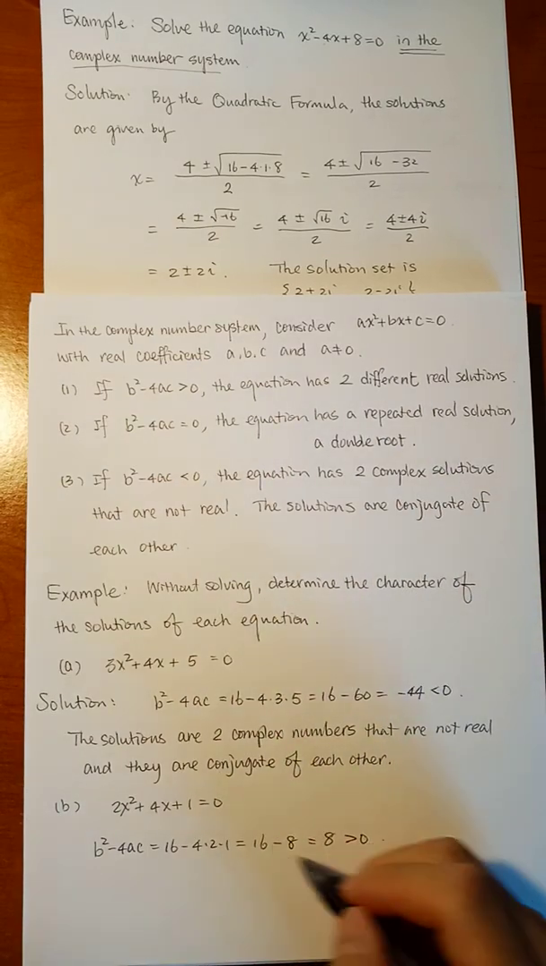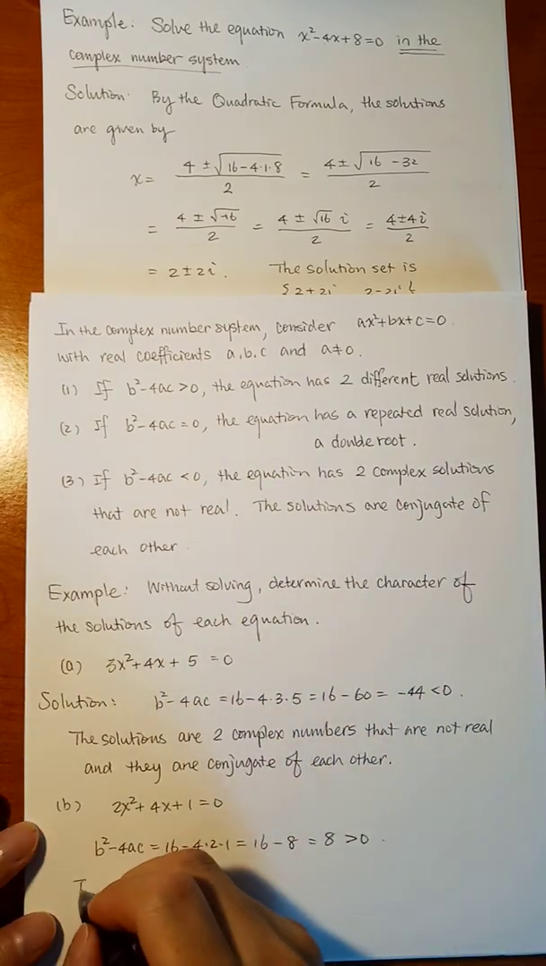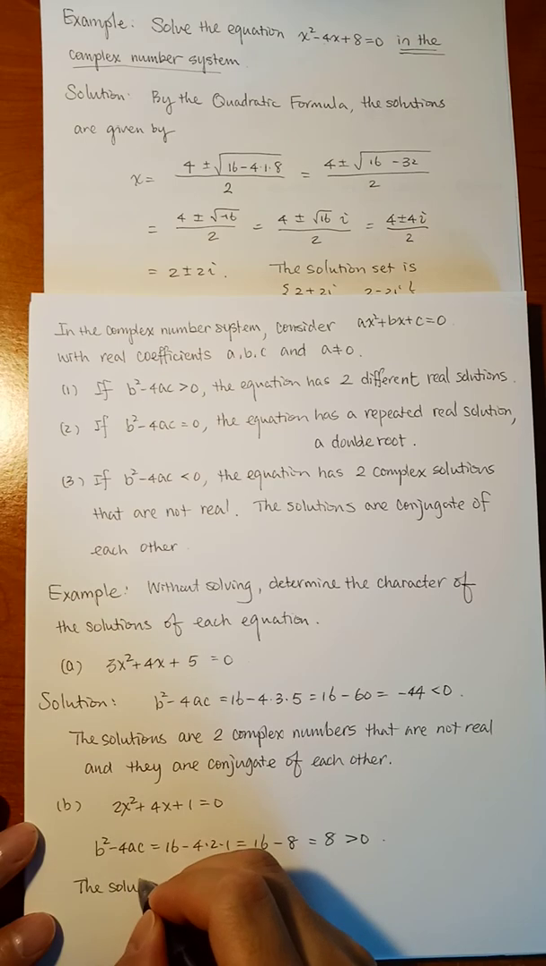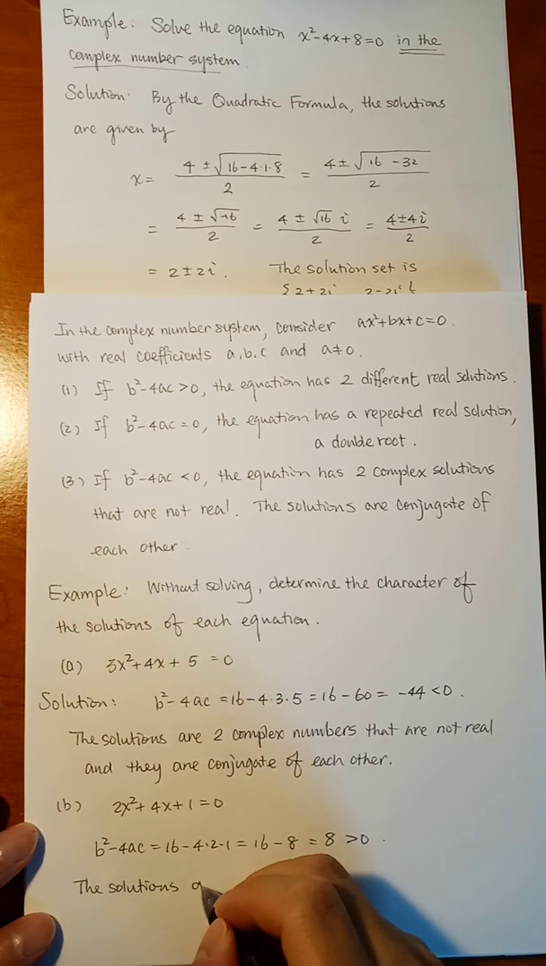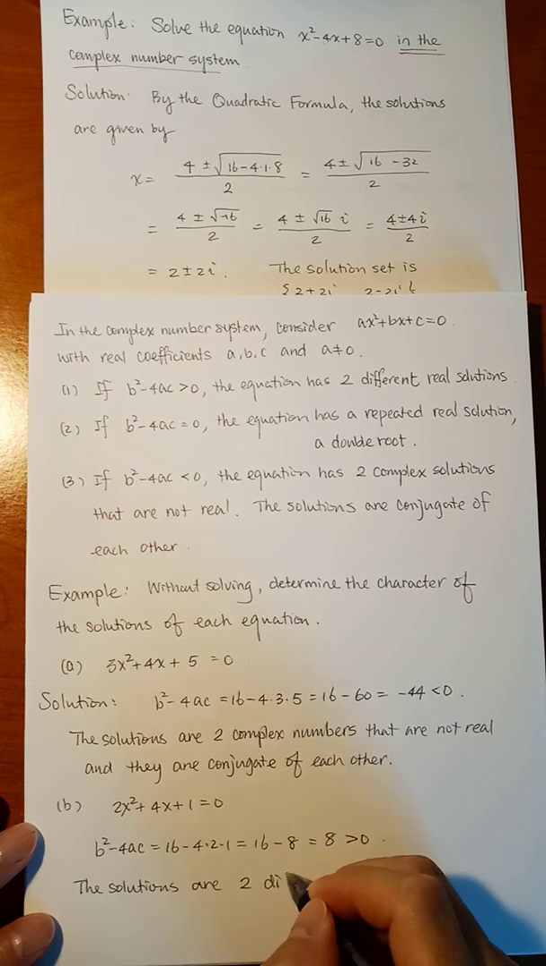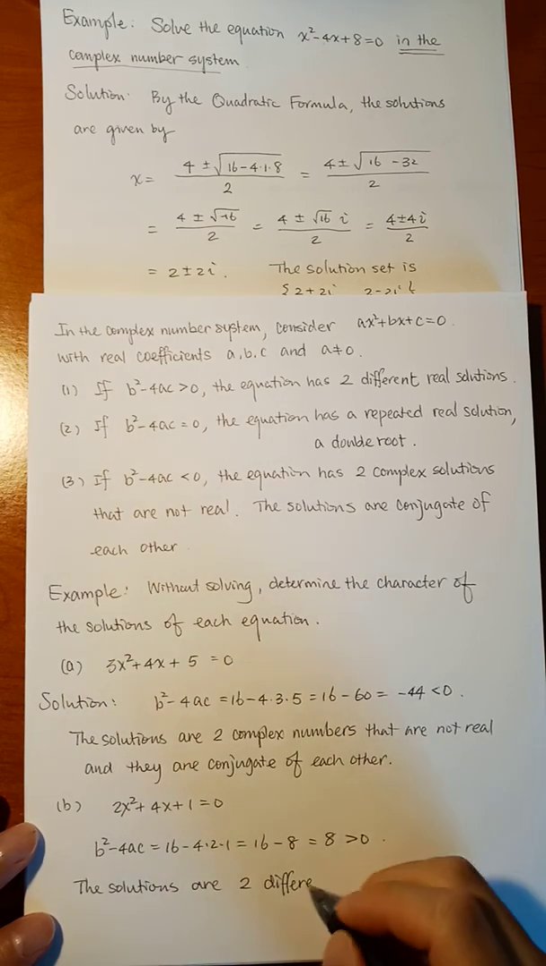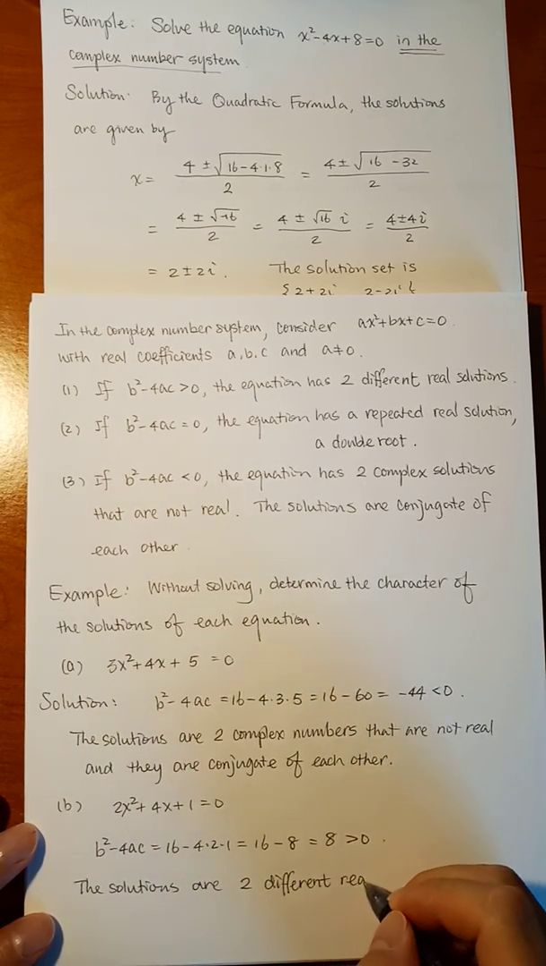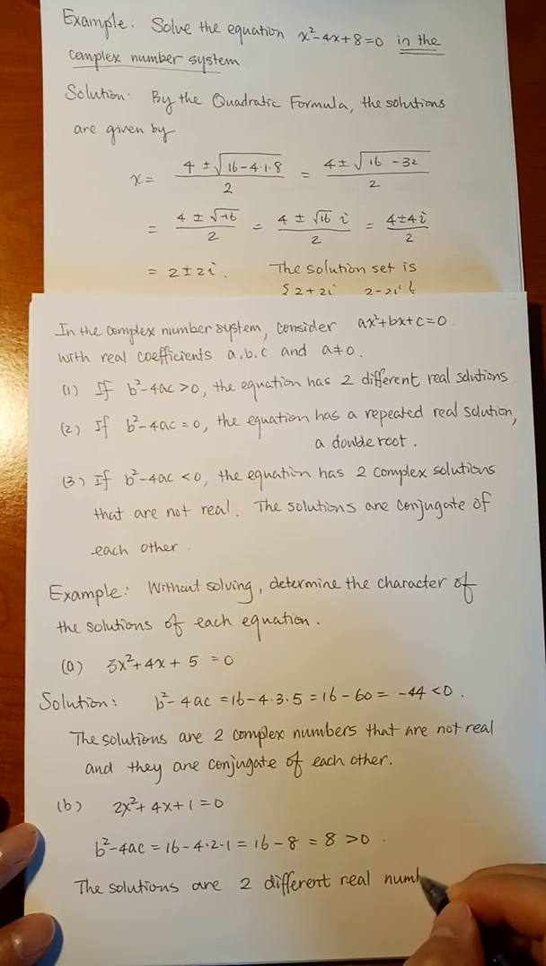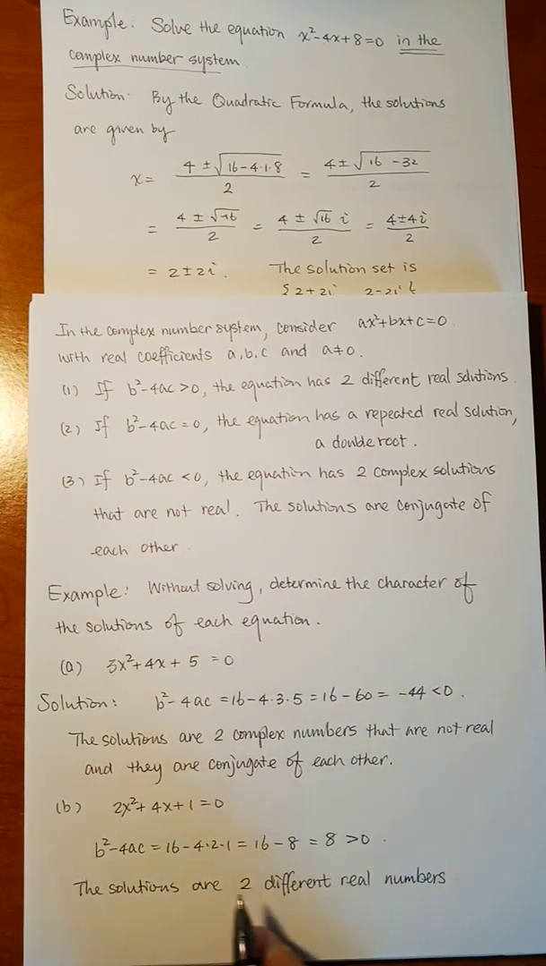Okay? Positive. Positive means the solutions are two different real numbers. Positive discriminant will give us two different real solutions.